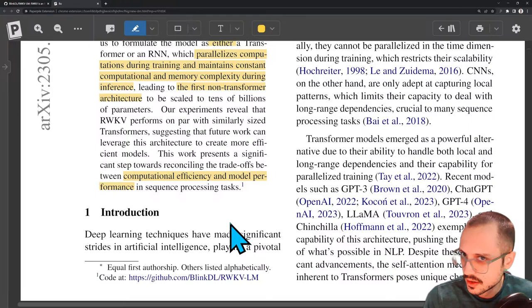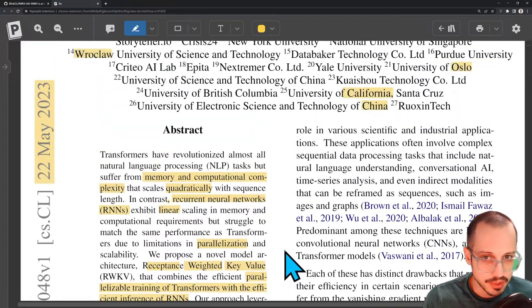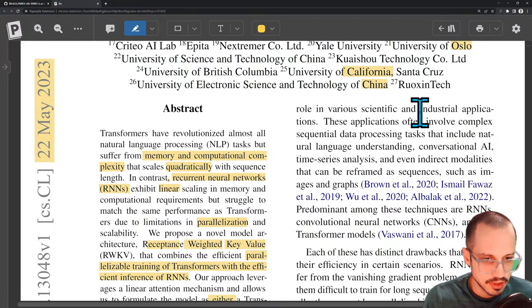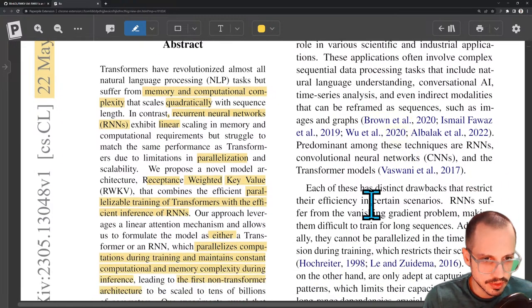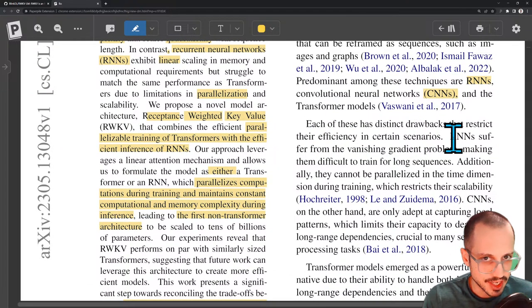Deep learning techniques have made significant strides in artificial intelligence, playing a pivotal role in various scientific and industrial applications. Blah, blah, blah. Deep learning is cool. RNNs are a thing. Convnets are a thing. RNNs suffer from the vanishing gradient problem.